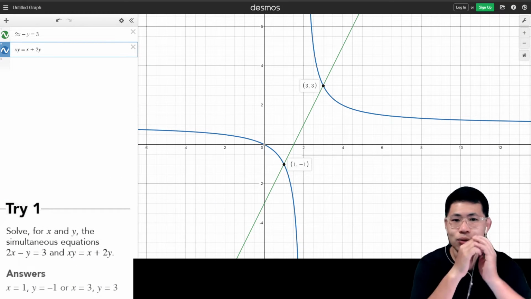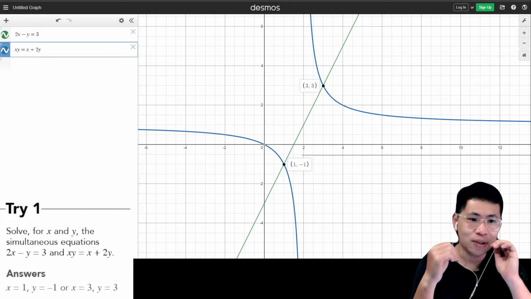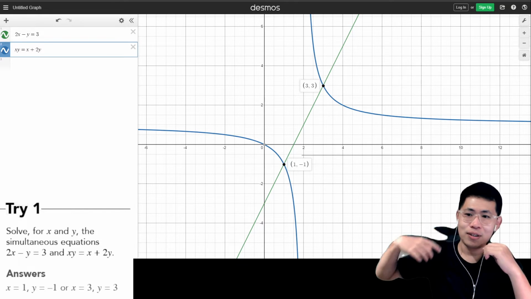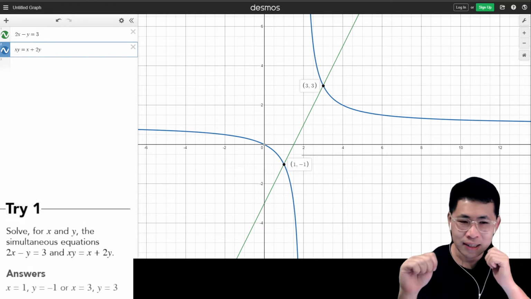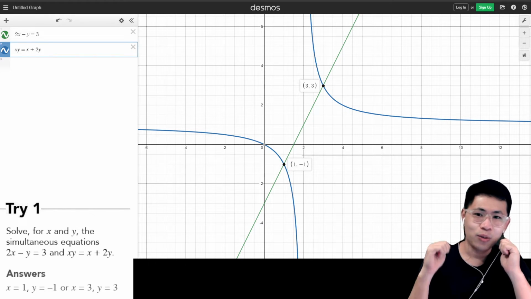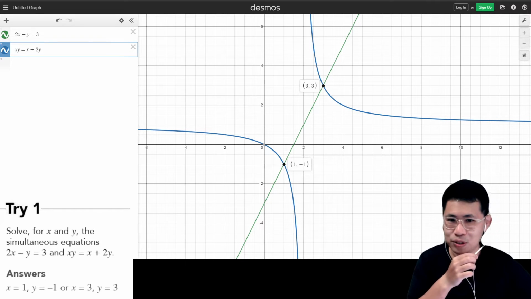Okay, so this is our first question. Try 1. Okay, so ready? This one will be holding substitution as key to solve simultaneous equations.